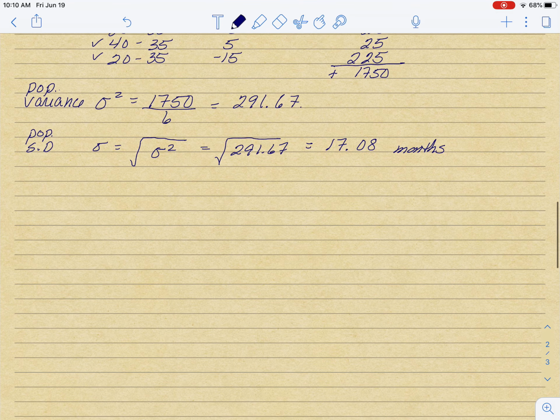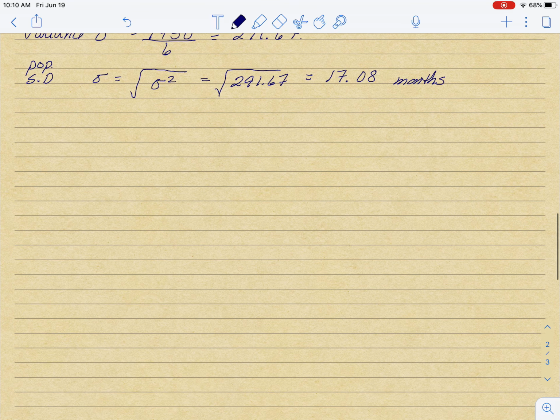All right, so let's do the same thing for brand B. We're going to treat it like a population. So we want to take the data from brand B. We're going to go X. And remember, the mean value was 35. Okay, so we're going to go X minus mu. So 35 minus 35. 45 minus 35.